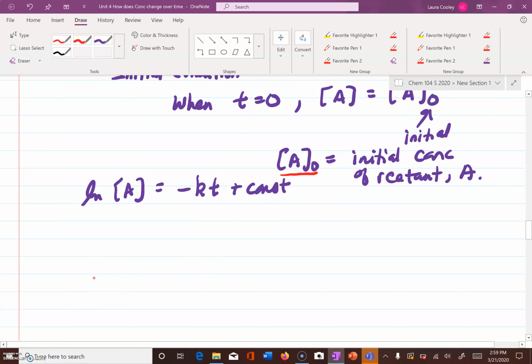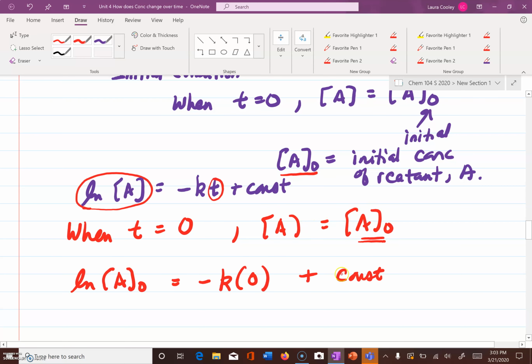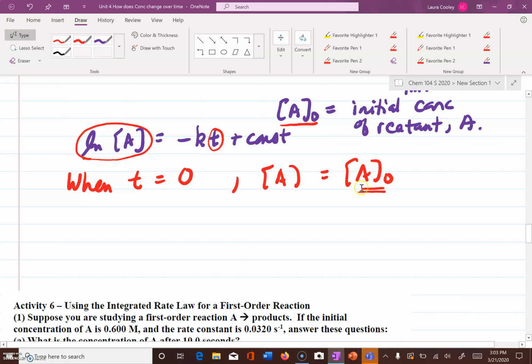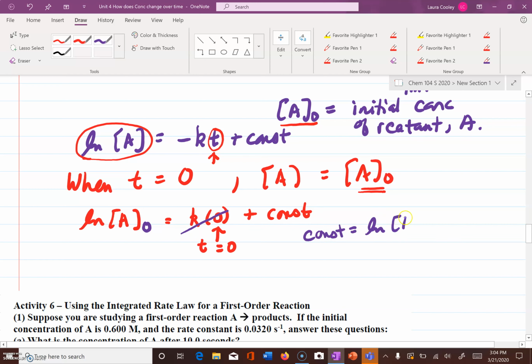Okay, so we want to know what this constant is, and I made a little mistake, so I erased a few things. What we do know is that when the time is 0, the concentration of A is equal to the initial concentration. So I can plug in a 0 here for the time. And I also know that the log of A, when the time is equal to 0, is the log of A0. So this becomes A0. Of course, k times 0 is 0. So what this tells us is that the constant is equal to the log of A0.